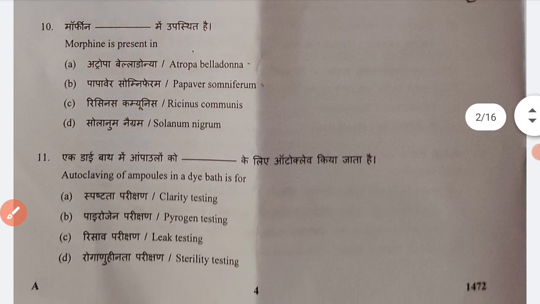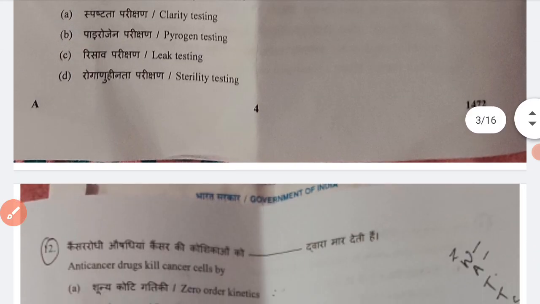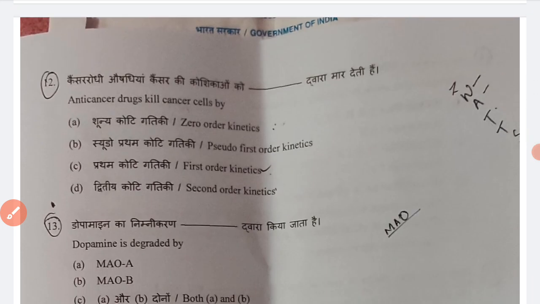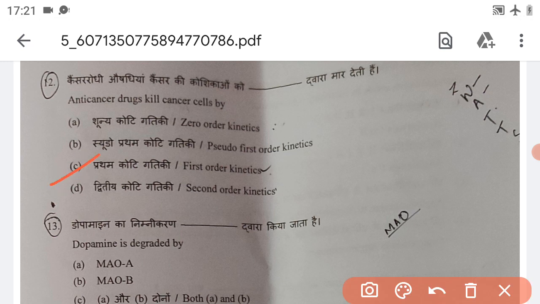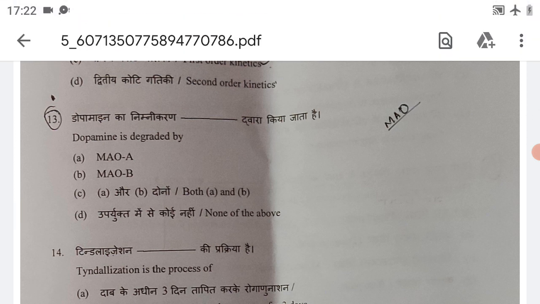Next, autoclaving of ampoules in a dye bath is for leaker testing. Next, anticancer drugs kill cancer cells by first order kinetics. Dopamine is degraded by MAO A and MAO B.